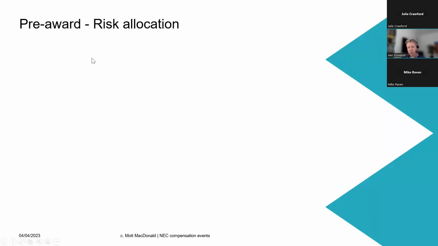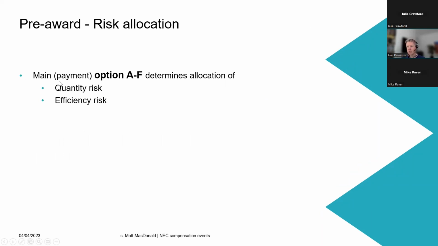So let's think about the procurement process. When we think about risk allocation, the first thing you do when you are procuring your NEC contract is decide which option we are going to pick. And the options do 2 things.